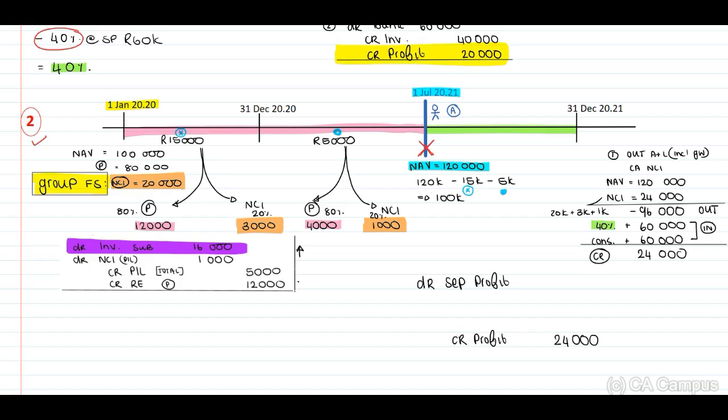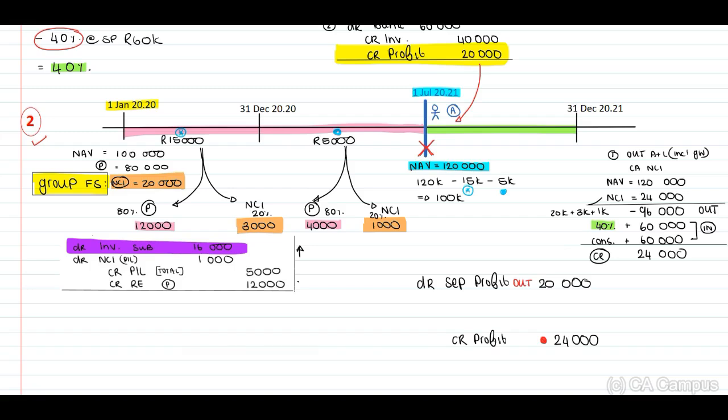Because if you think about this, when we consolidate, we're going to add the 20,000 in our group. But for group purposes, the profit is the 24. So we can't add 20 and 24. Okay, guys? Therefore, we need to take out the profit relating to the separate records. And this is the 20,000 because from a group perspective, the profit is 24,000.